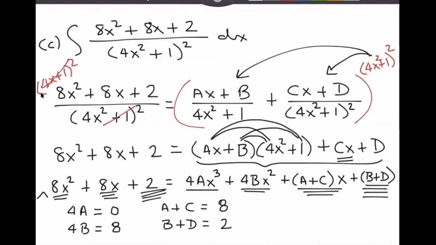I'm glad I did it this way. Actually, in this problem, this way ends up being a lot easier than the other way that I might have done it. So if you look at those equations, what we have is a equals 0, b equals 2, c equals 8. And then if b + d is equal to 2 and b equals 2, that means d equals 0.